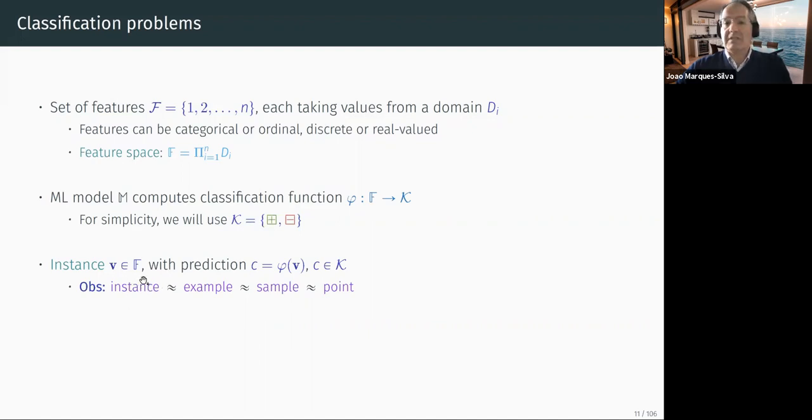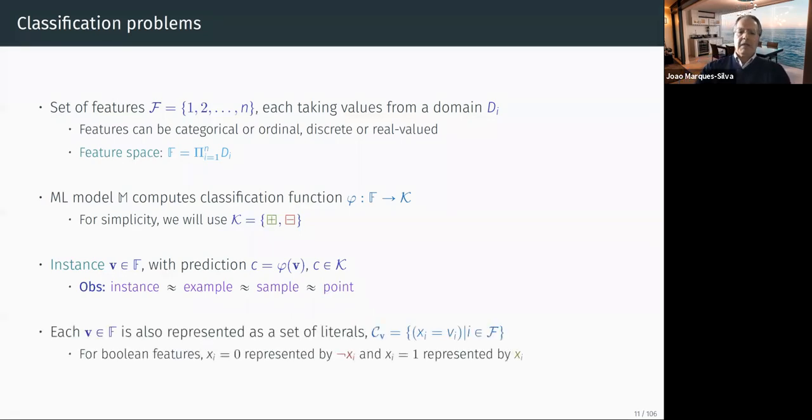I will usually use instance. It can also be called example or sample, and essentially all of this is just a point in feature space. Whenever it's convenient, I can see a point in feature space as a set of literals, where I pick a variable denoting that dimension, and then equate it to some value in feature space. In the specific case of Boolean features, I will use not x_i and x_i when the values are 0 and 1 respectively, and this is standard.